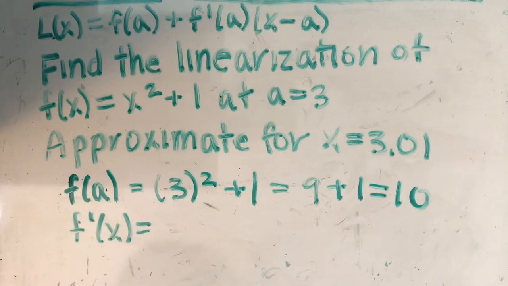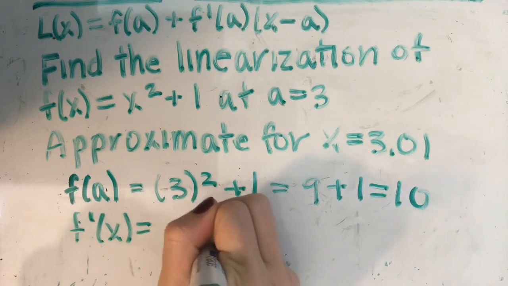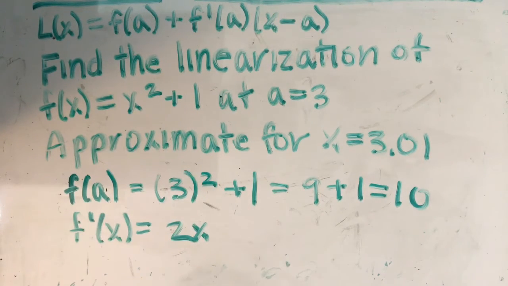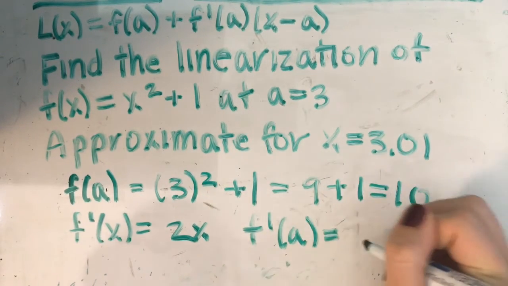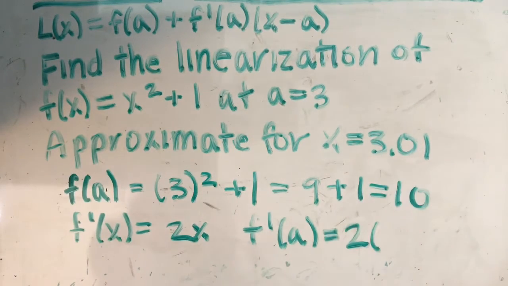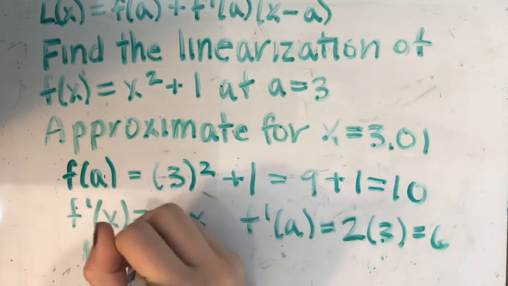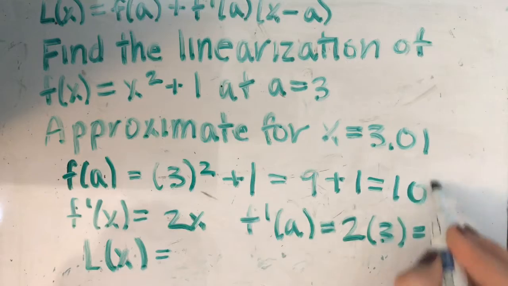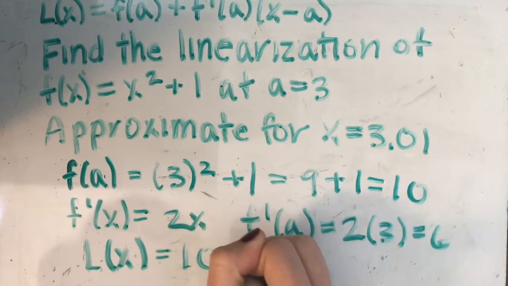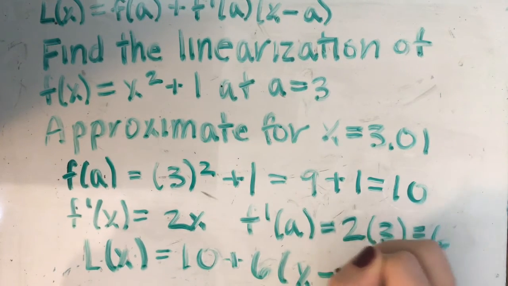Next, we must find the derivative of the function f of x by using the power rule. So here you can see x squared turns into 2x and 1 into 0. So the slope is 2x. Next, we must find the slope of the function at a. So we just plug a into x and get 2 times 3 equals 6. Now with these values, we can fill in our equation for the linearization. So here we got L of x equals f of a, which equals 10, plus f prime of a, 6, times x minus a, 3.